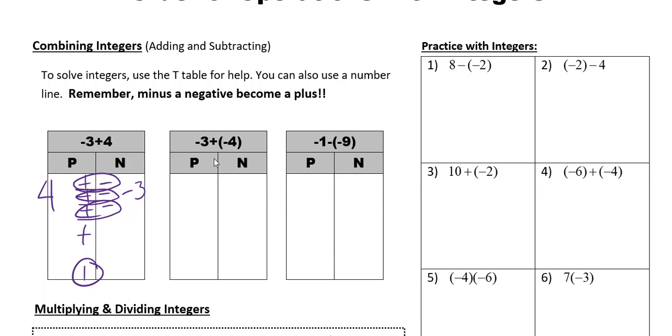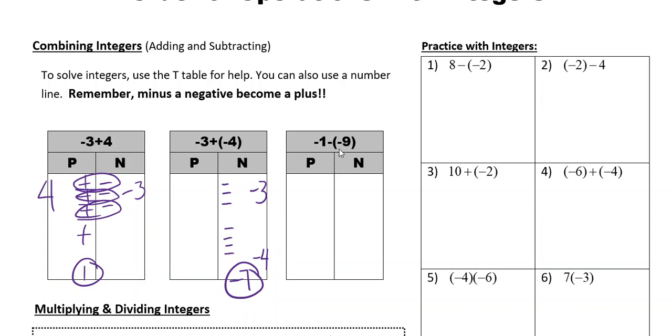For the next one, I had 3 negatives, so I would draw 3 negatives. And then I had 4 more negatives, so I draw 4 more negatives. And then it gives me a total of 7 negatives on that side. They had the same sign, so I ended up just adding them together. When they had different signs, I ended up subtracting them.